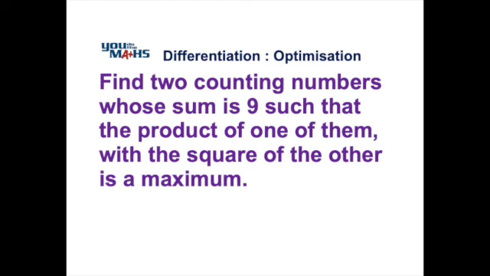So when looking at a problem like this, let's have a look at the key information that we're being asked to find. We're being asked to find two counting numbers, and we want to find a product where the product is one of them and the square of the other to be a maximum. Let's have a look at the information that will help us. Obviously these two numbers are counting numbers. Their sum is 9, and we want to actually specify the product in an equation so we can go through and solve it. So let's have a look at how we set that up.